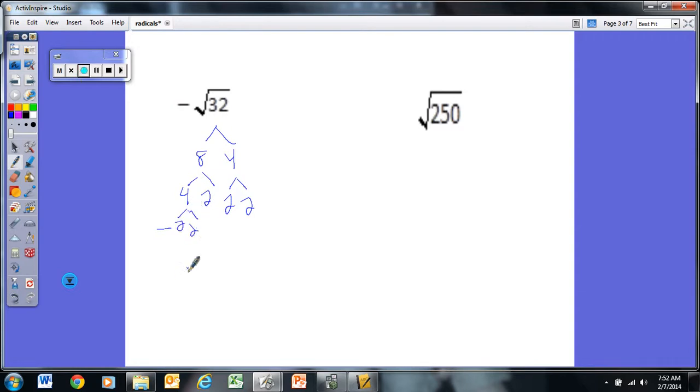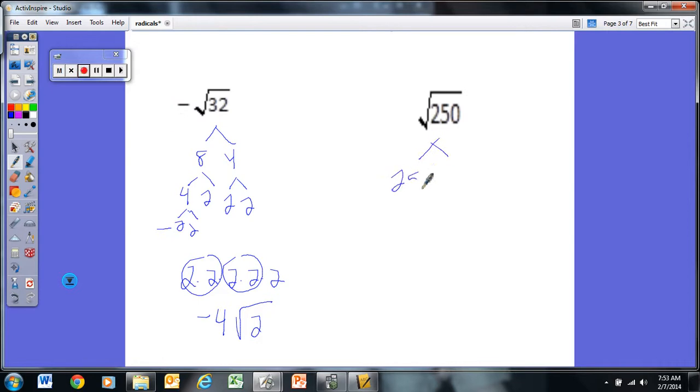So the prime factorization is 2 times 2 times 2 times 2 times 2. How many doubles do we have? We have 2 doubles. So I take out one 2 from here and one 2 from here and put them on the outside. And I put that 2 underneath, and I make my answer negative because there was a negative out here. Let's try 250.